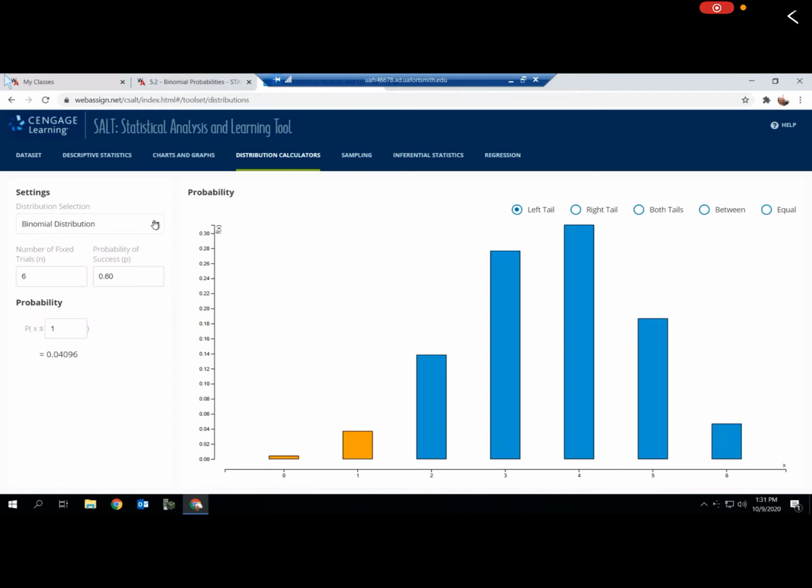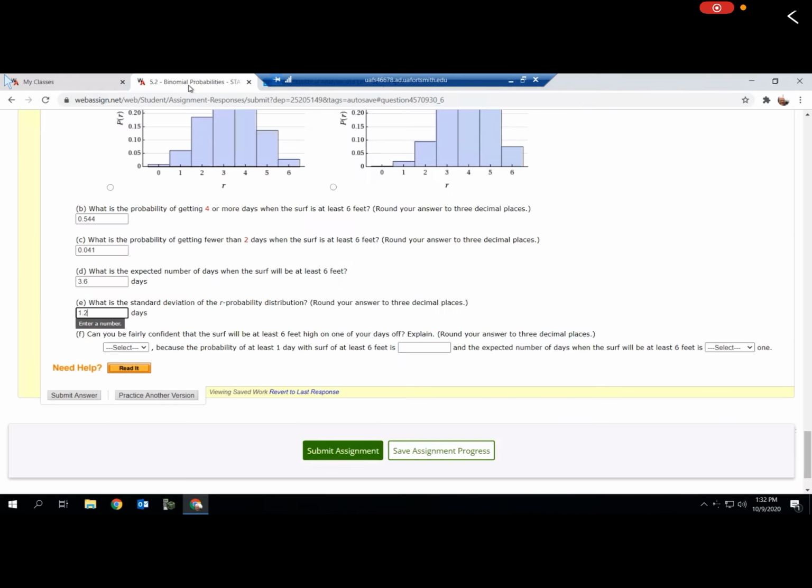I was going to see if it had a direct path on here. But anyway, the average, or mu, is n times p. The standard deviation is the square root of n times p times q. P and q have to add up to 1.